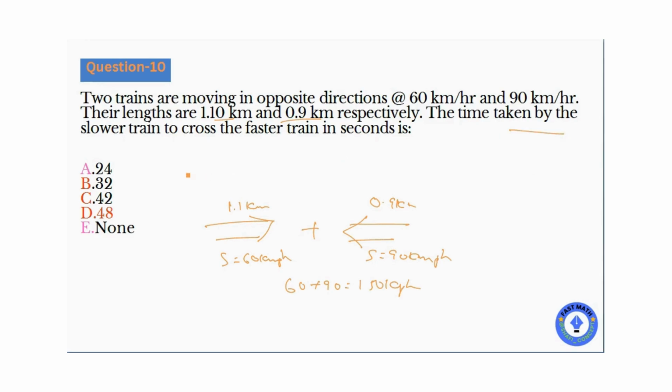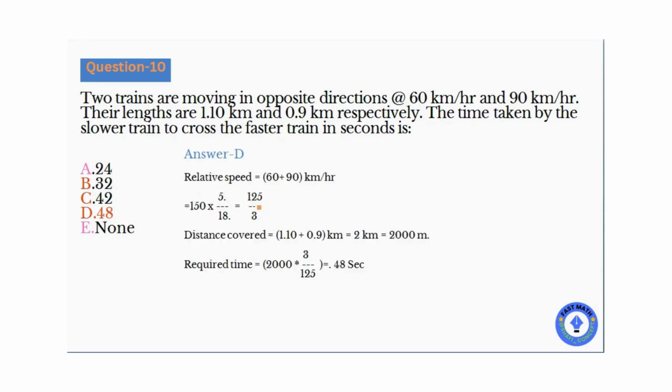The question asks for the time taken by the slower train to cross the faster train. Which will be the slower? Sorry, this is the slower train, because it is moving at a speed of 60 kmph, and the other is 90 kmph. We are moving to the solution part. The relative speed, as I told you, is 60 plus 90, which becomes 150 kmph.